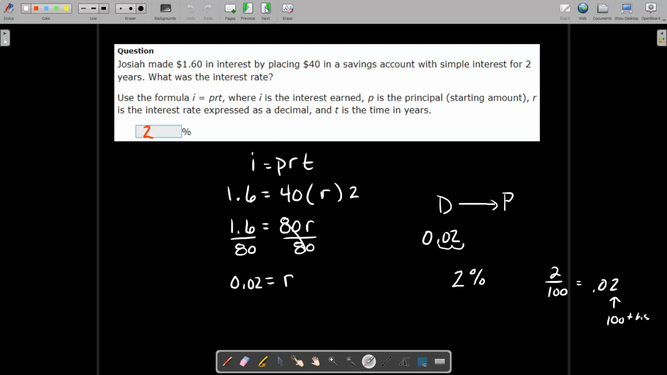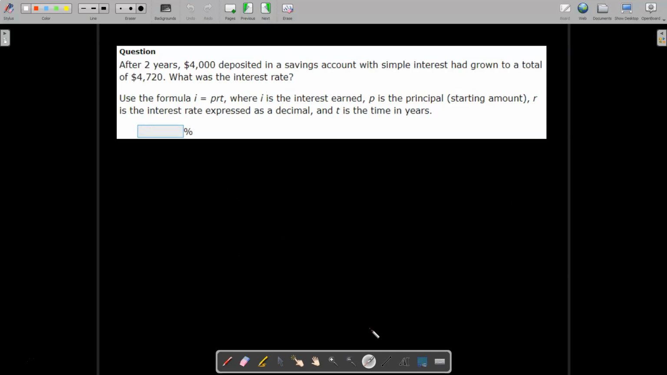All right, let's go ahead and take a look at our next slide on this problem. It says after 2 years, $4,000 deposited in a savings account with simple interest rate had grown to a total of $4,720. What was the interest rate? So we're missing the R. Remember, let's go ahead and put our formula here. Interest equals principal times rate times time.